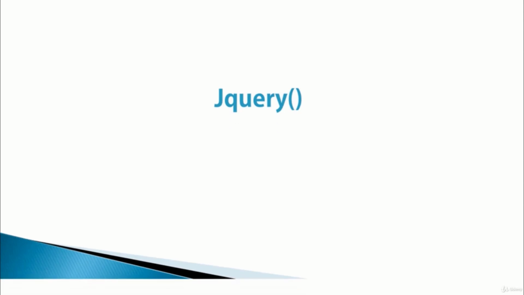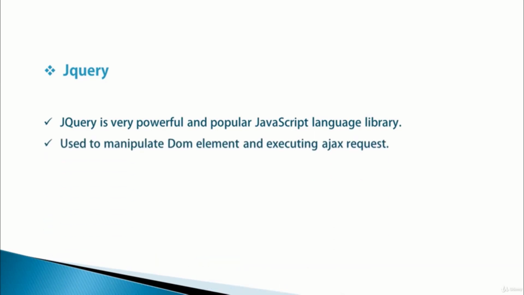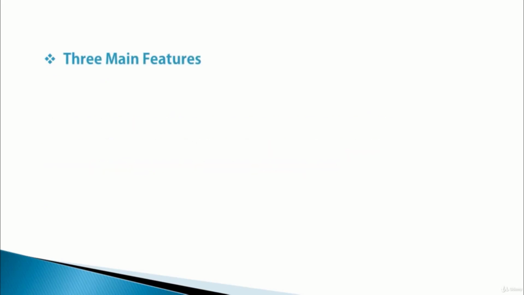In this tutorial, we will take a quick look at jQuery. We are not going to cover everything about jQuery, but we'll take a basic look at the jQuery library and understand how to use it. So let's get started. jQuery is a very powerful and popular JavaScript library. jQuery is used to manipulate DOM elements and execute AJAX requests. jQuery is really very simple and simplifies your JavaScript code.